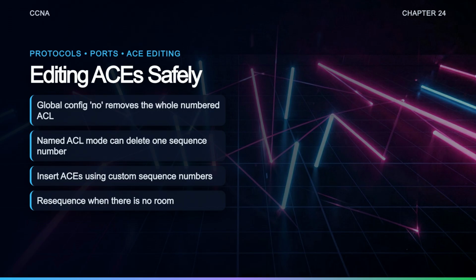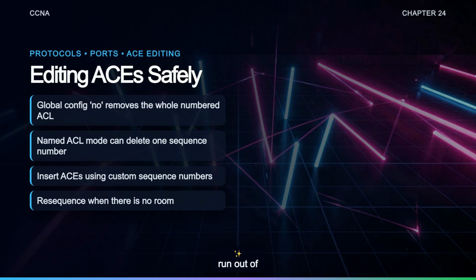Enter the ACL with ip access-list extended. Then use no followed by the sequence number, like no 30, to delete ACE 30. You can also insert new ACEs between existing ones by specifying a sequence number at the start of the command. By default, Cisco increments by 10, so ACEs are numbered 10, 20, 30, leaving room to insert.